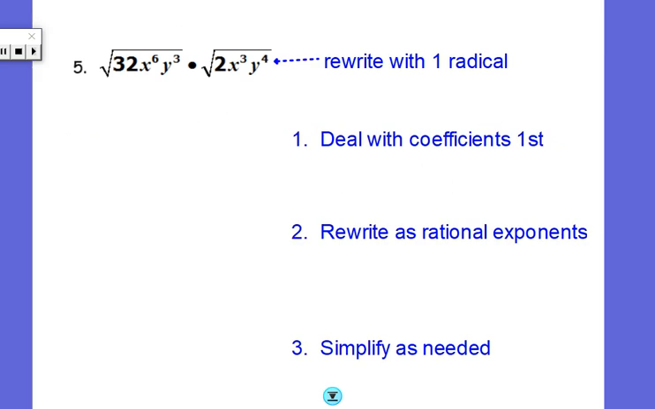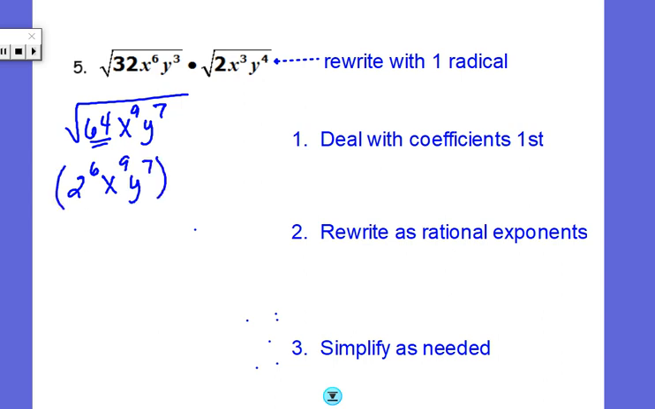We can do similar by multiplying two terms. We're both underneath the square root, so I can combine these. 32 times 2 is 64. X, since I'm multiplying, I'm going to add my exponents. So 6 and 3 give me 9. And y, 3 and 4 give me 7. All right, that's 64. I'm going to rewrite that as 2 to the 6th power, x to the 9th, y to the 7th, and I'm going to raise that all to the 1/2 power.